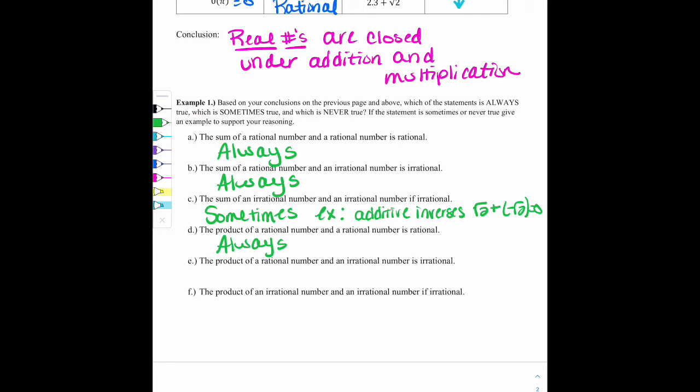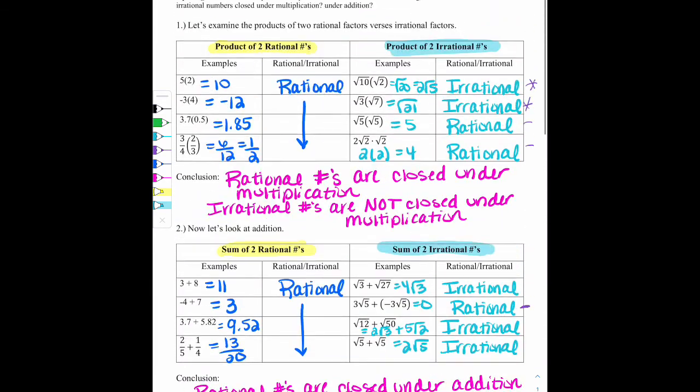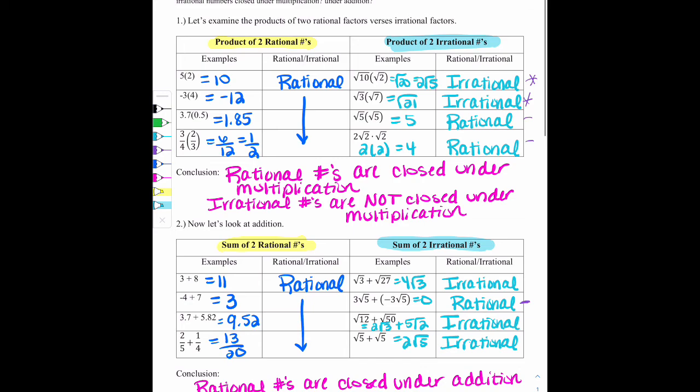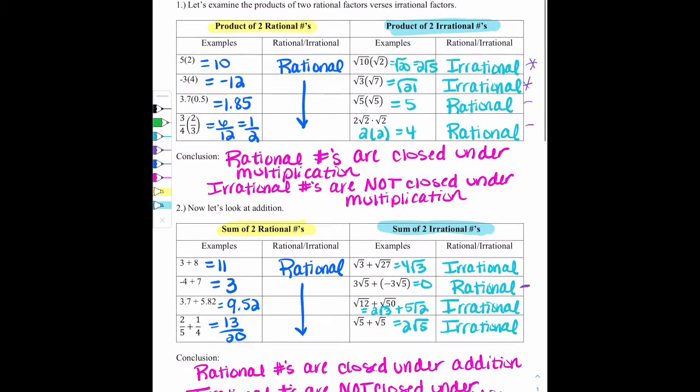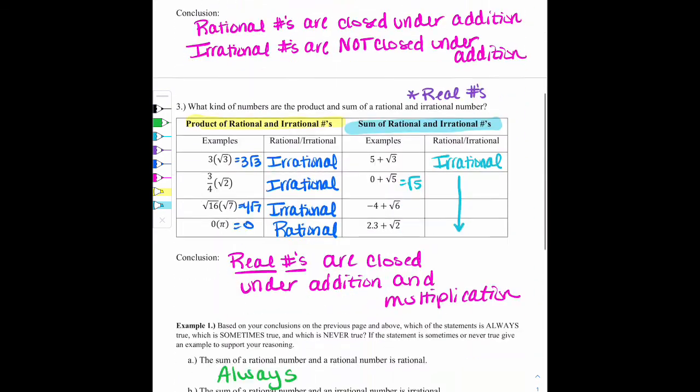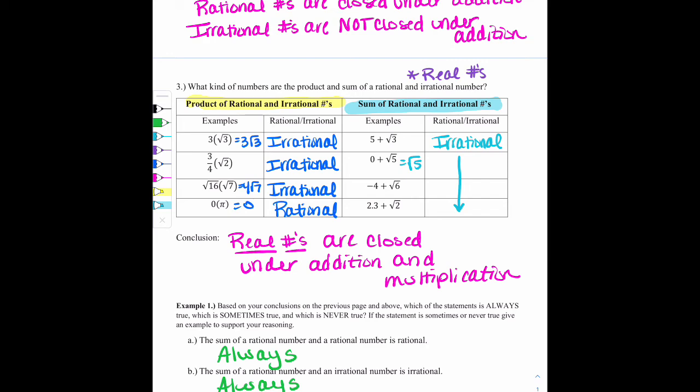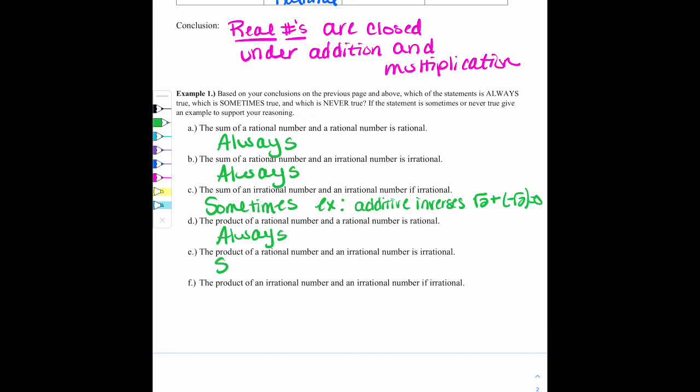E, the product of a rational number and an irrational number is irrational. So we're going to go back up to product. Do we have rational and irrational? We do, rational and irrational right here in table 3. And we see that it is sometimes. We do have the exception of our example, which was square root of 2 times 0, which gives us 0, and there we see 0 is a rational number.